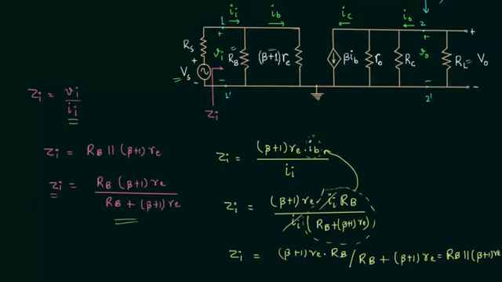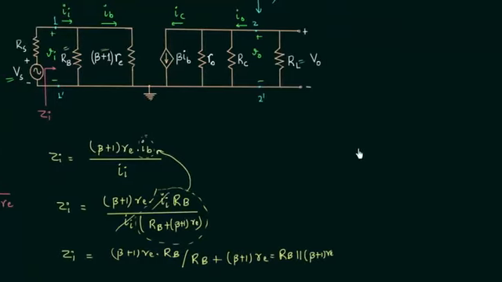Now we will move to the output impedance. The output impedance is the impedance seen from terminals 2 and 2 prime, and it is represented by Zo. Zo is equal to the output voltage divided by the output current, and to calculate Zo we need to short circuit the source and open circuit the load. This means voltage source Vs is equal to 0 volts and the load resistance RL is equal to infinite ohms.